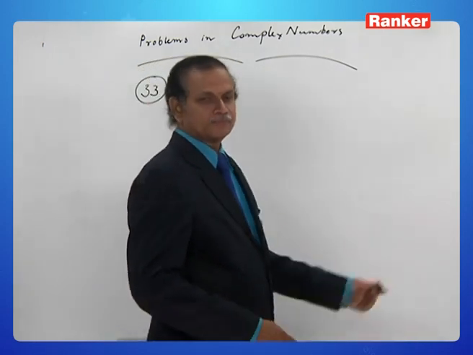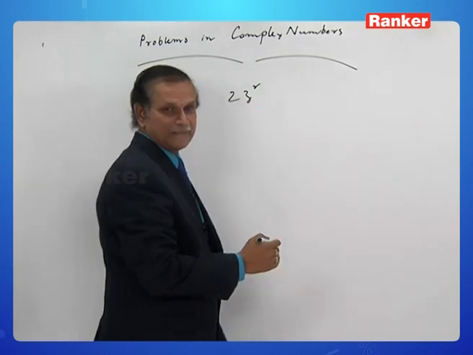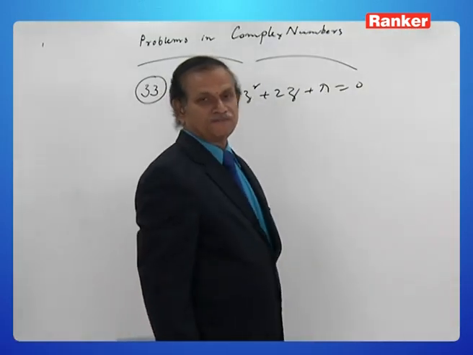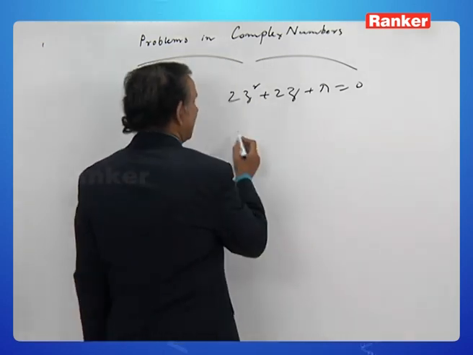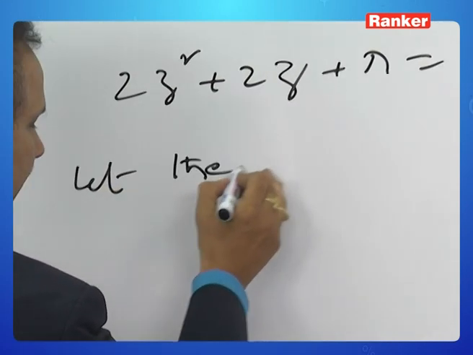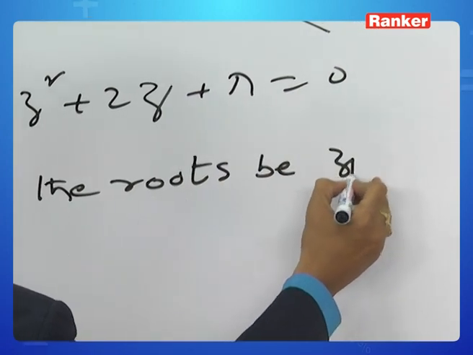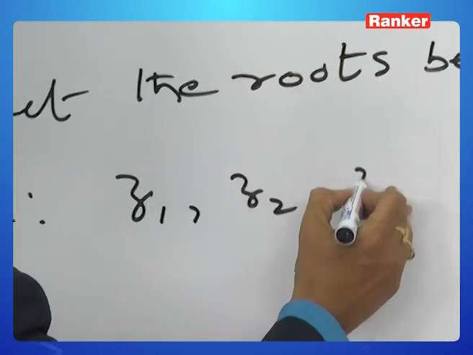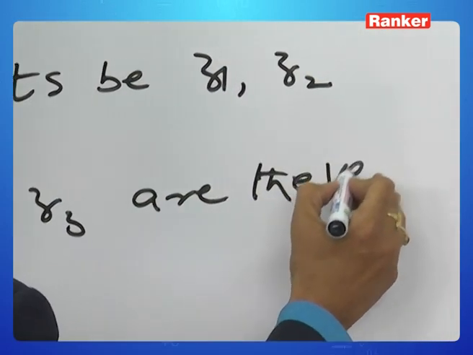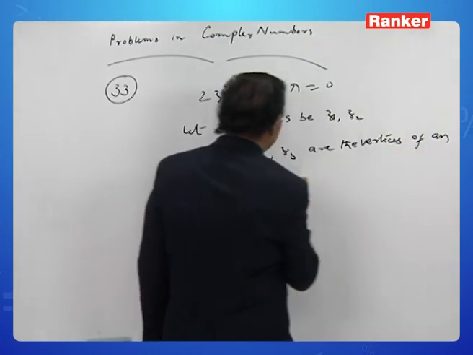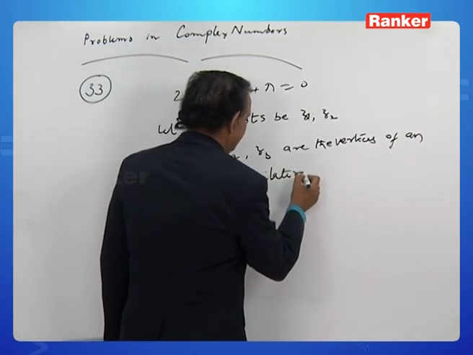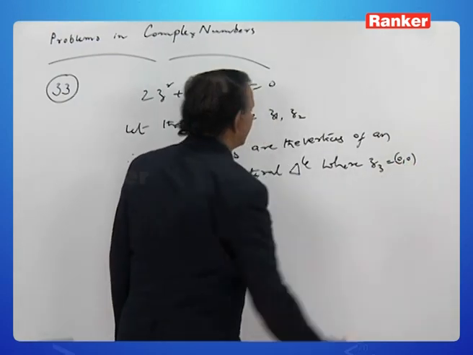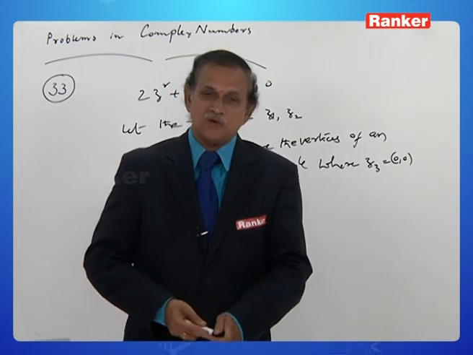First of all, what is given? There are two roots of 2z square plus 2z plus lambda is equal to 0. Let the roots be z1, z2. Therefore, z1, z2, z3 are the vertices of an equilateral triangle, where of course z3 is equal to origin, 0 plus i 0. He has given that. Yes, the third vertex is at origin.